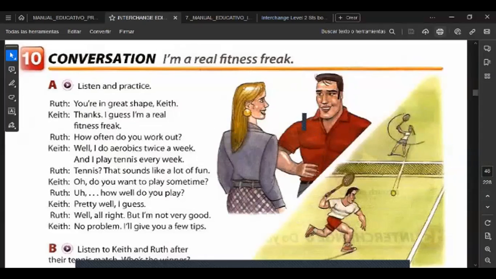So listen to the pronunciation. You are in great shape, Keith. Thanks. I guess I'm a real fitness freak. How often do you work out? Well, I do aerobics twice a week and I play tennis every week. Tennis, that sounds like a lot of fun. Oh, do you want to play sometime? How well do you play? Pretty well, I guess. Well, all right, but I'm not very good. Okay, no problem. I'll give you a few tips.